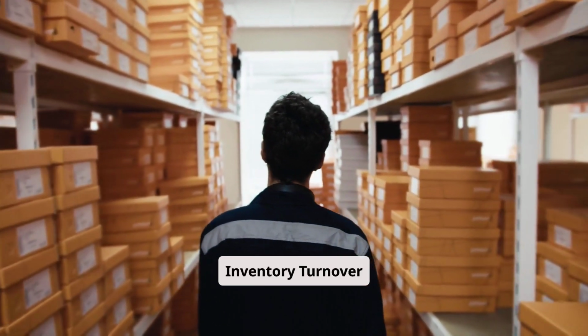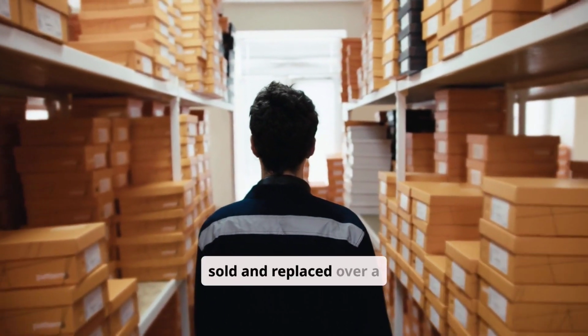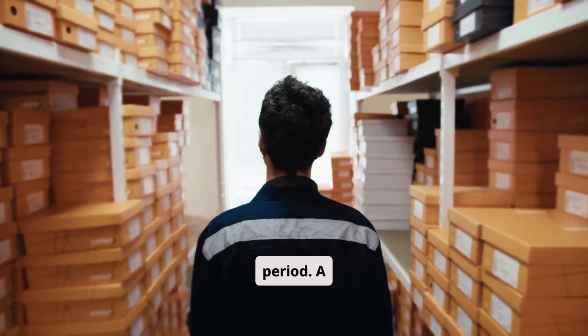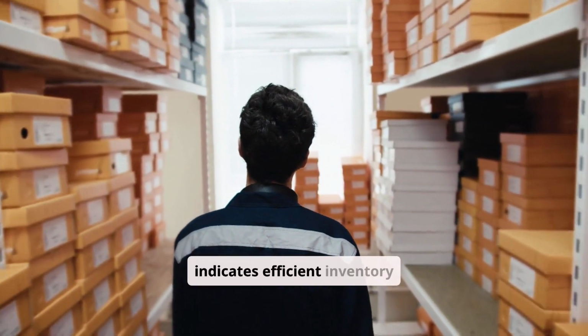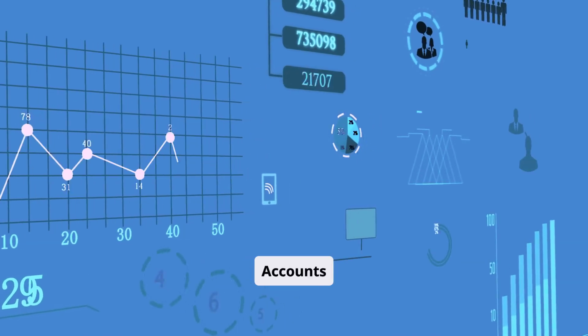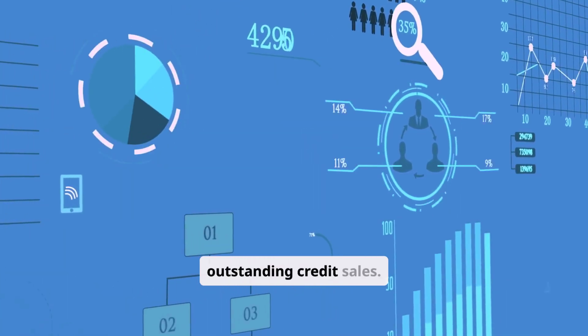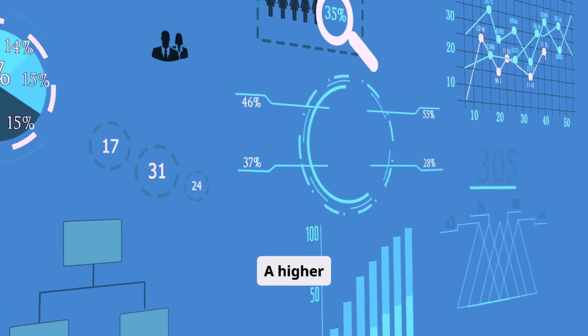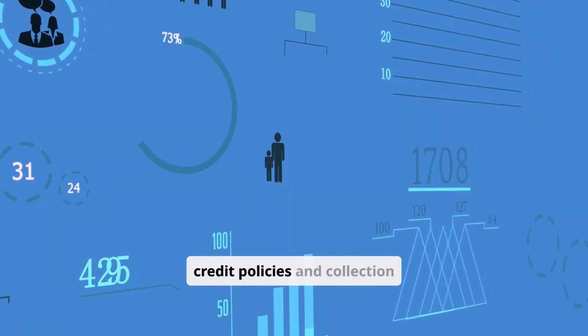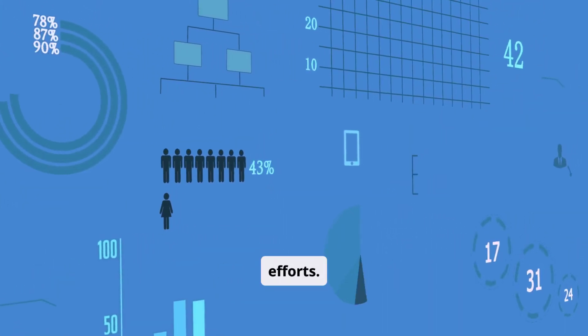Inventory turnover measures how many times inventory is sold and replaced over a period. A higher turnover generally indicates efficient inventory management and strong sales. Accounts receivable turnover assesses how quickly a company collects its outstanding credit sales. A higher turnover suggests effective credit policies and collection efforts.